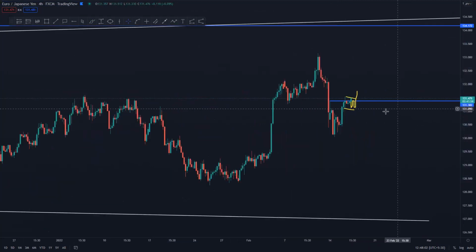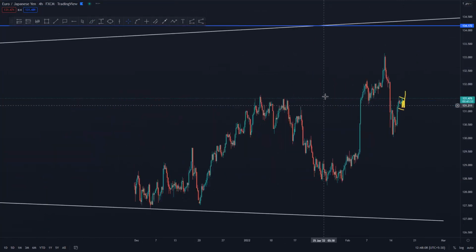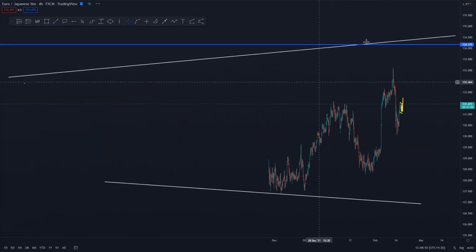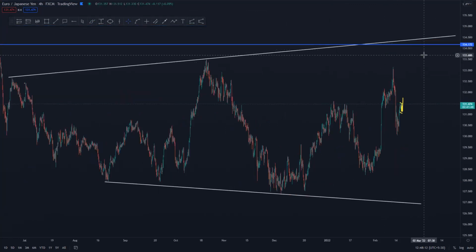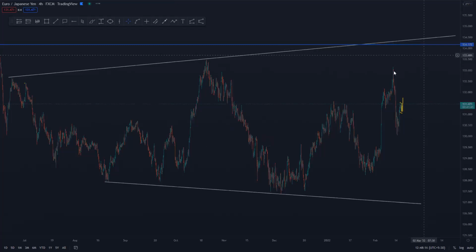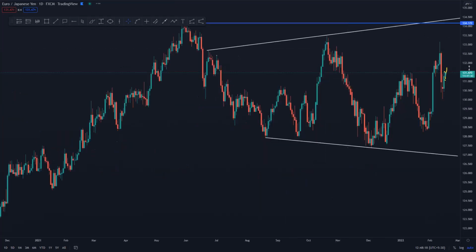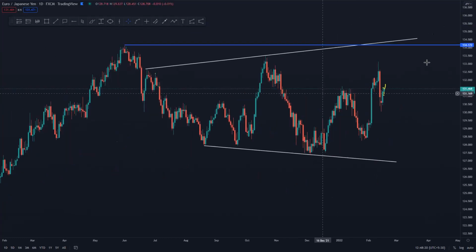For the entry point, we have to look for any kind of flag or any continuation pattern which will allow us to trade. And the rally is going to be very good. So this is Euro JPY, very clear on the basis of the high value area. I'm looking at this more on the basis of the high value area. So it is very important to wait for the confirmations to trade.